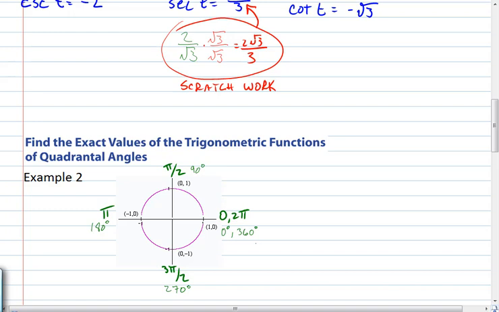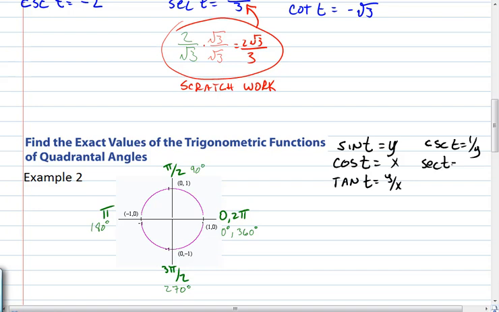So if you see an angle that doesn't have a degree symbol on it, you have to assume you're measuring in radians. For example, if I asked you what is sine of 15, and I don't put a degree symbol there, I mean 15 radians. If we go back to our definition of our trig functions, we were told that sine of t is equal to y, cosine of t is x, tangent of t is y over x, and then cosecant is 1 over y, secant is 1 over x, and cotangent is x over y.